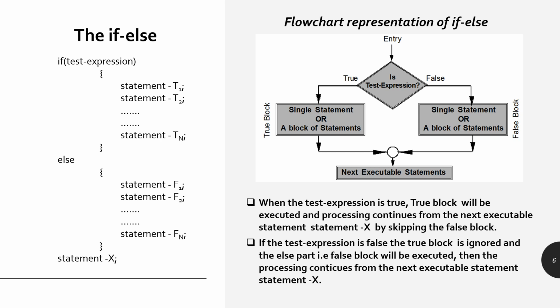Now we are going to discuss the if else control structure. Here it has a true block and a false block. This is the syntax for that, and this is the flowchart representation. If the test condition is true, this particular part will be executed. If it is false, this will be executed, and after execution, control will be available for the next executable statement. Now let's see the examples.